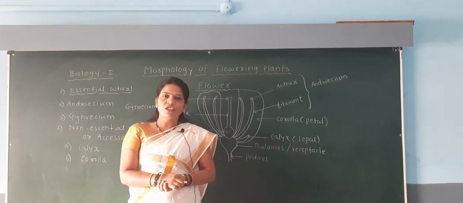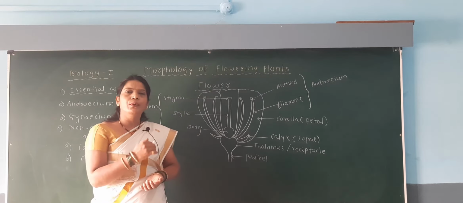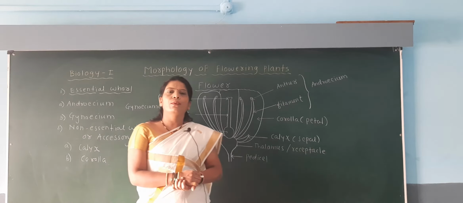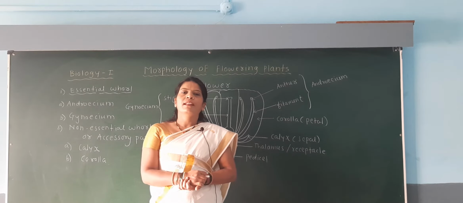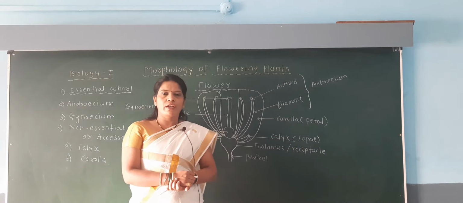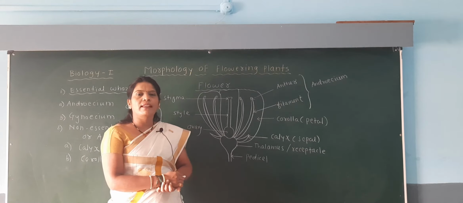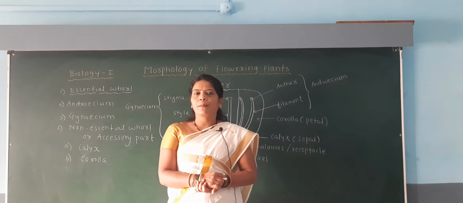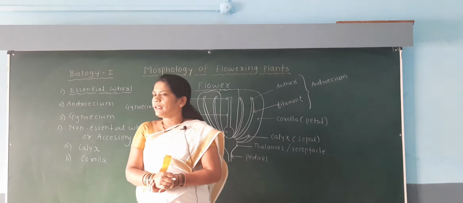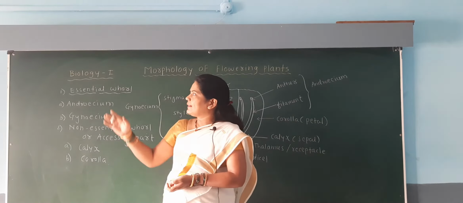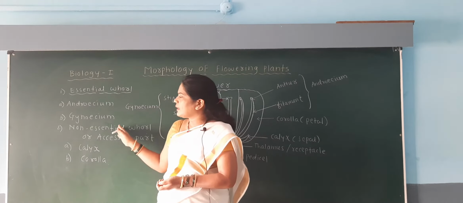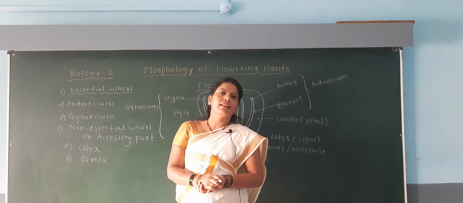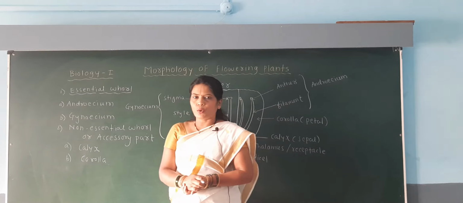They are a non-essential part of the flower because they do not have a direct role in the sexual reproduction of the flowering plant, but they help in the sexual reproduction, and that's why they are called an accessory part of the flower. Okay, so here the important thing is that essential parts are the androecium and the gynoecium, while the accessory parts or the non-essential parts are the calyx and the corolla.